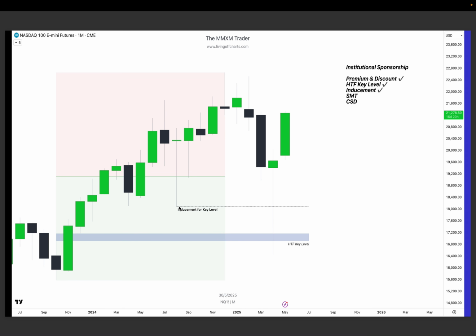Next thing you want to see is you want to see the market engineer some kind of low just before the high time frame key level, because they want to pair orders and they want to induce traders into buying here, or having their stop triggered if they were already long here, or to be triggered on a breakout short here. So you've got both buyers and sellers on the retail side induced here for the market makers to use this higher time frame key level here.